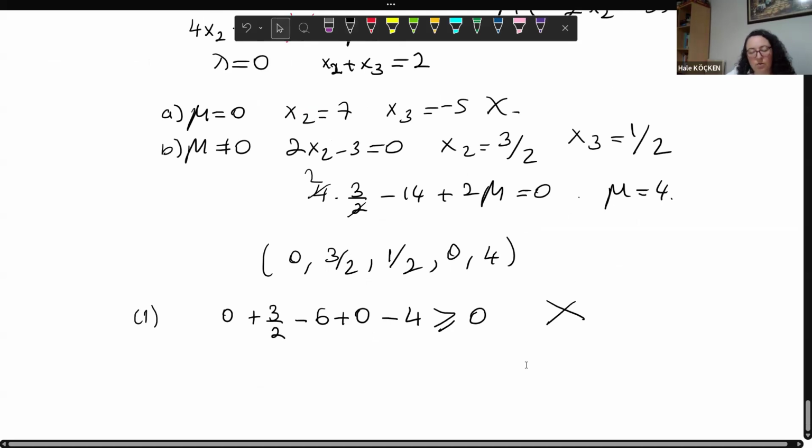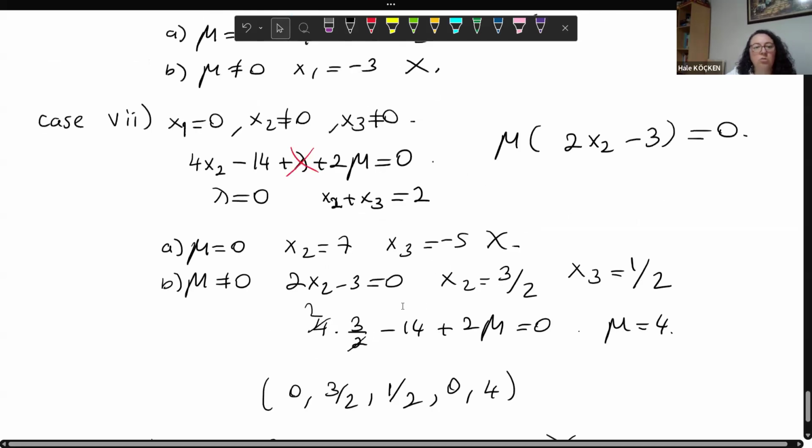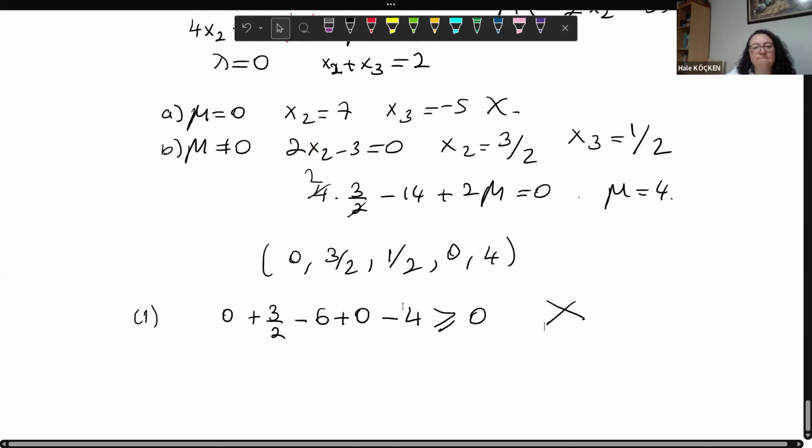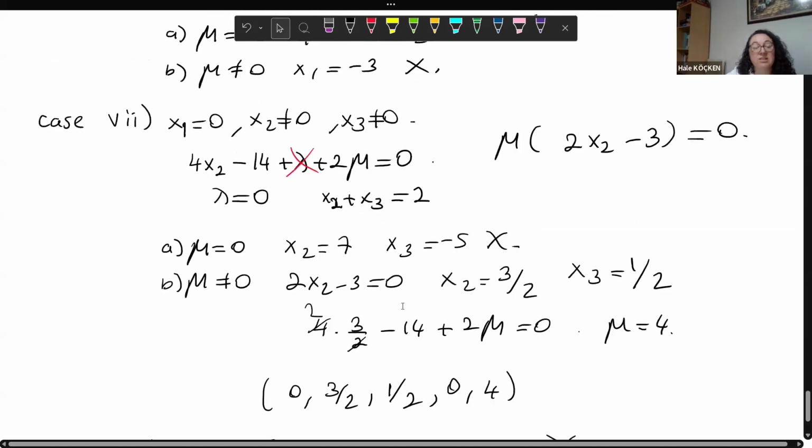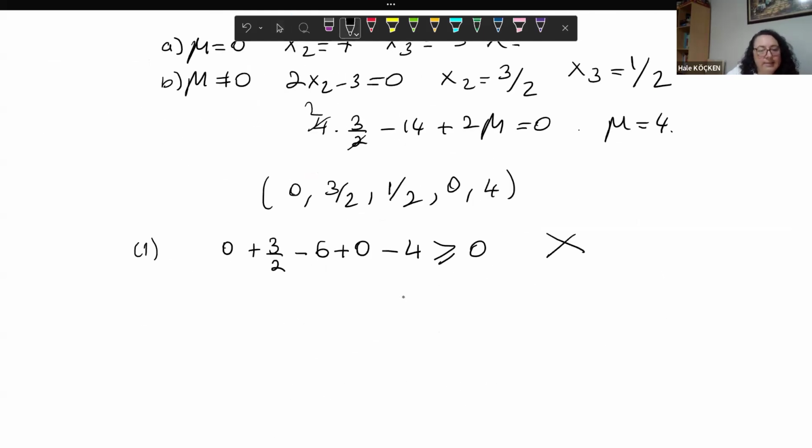I think that I found another candidate point, but it's not. As you see, it doesn't satisfy it. Okay, cross out. So this case is over again. No point comes from this case. Final case. Case 8. x1, x2, and also x3 is different from 0.